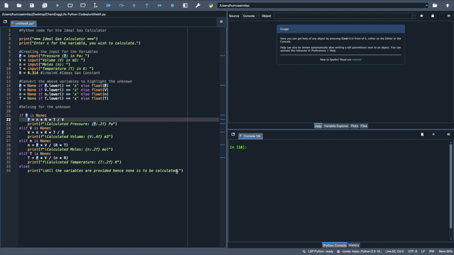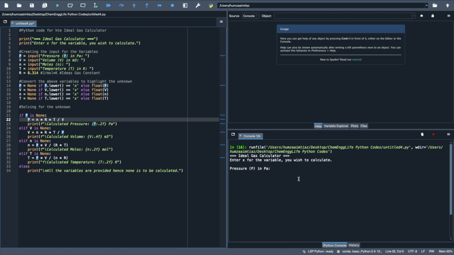So now is the moment of truth, and we will go right here and we will run the file. So now we see that it asks us, ideal gas calculator, enter X for the variable you wish to calculate. So let's say the pressure is 100 pascals, the volume is 50 cubic meters, and we would like to calculate the number of moles. And you know what? I'm going to go with a lowercase x, and let's say the temperature is 290 kelvins. There we go. And then you'll see that the calculated number of moles is 2.07 mole.